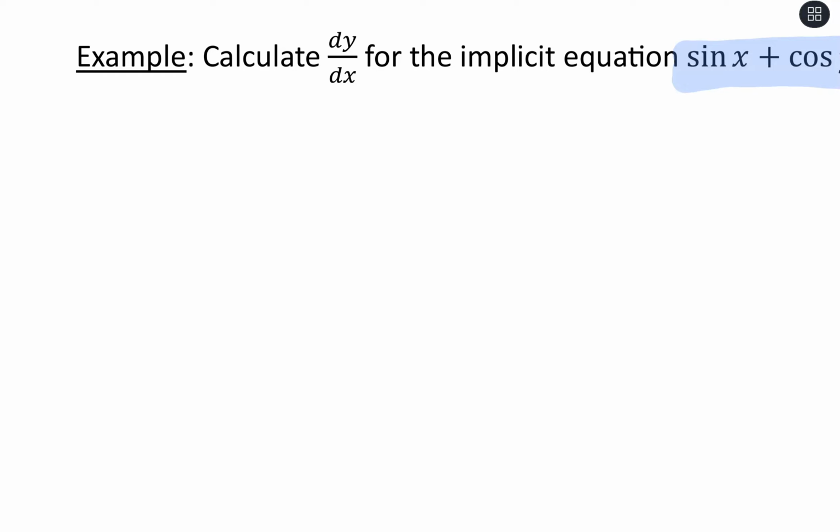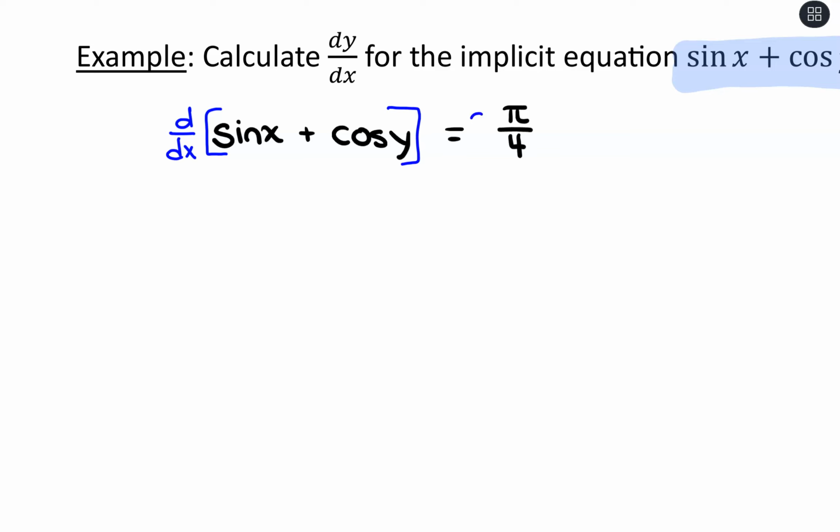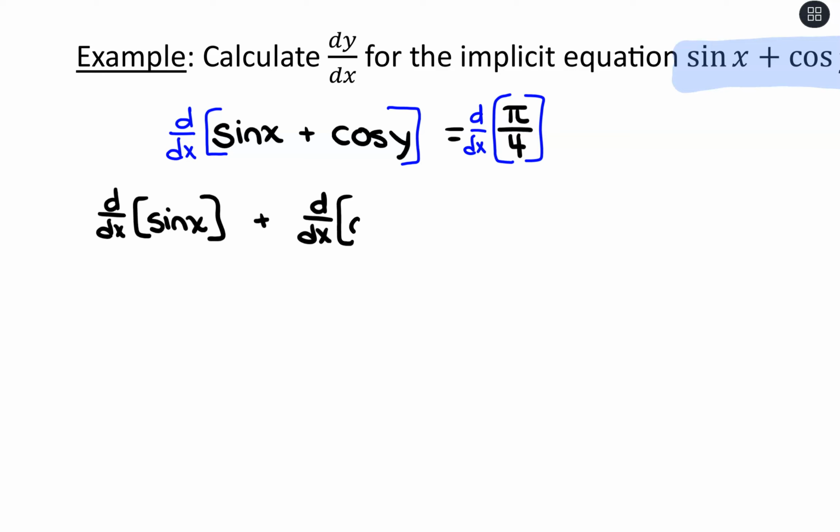So we're going to take sine of x plus cosine of y equals pi over 4. And we are going to take the derivative with respect to x of both sides of the equation. So that means we'll be taking the derivative with respect to x of sine x plus the derivative with respect to x of cosine y equals the derivative with respect to x of pi over 4.